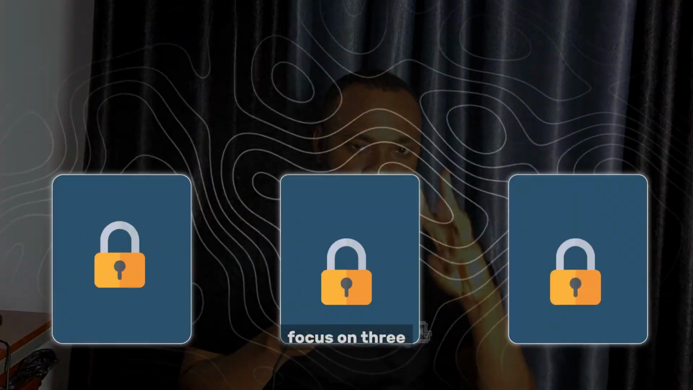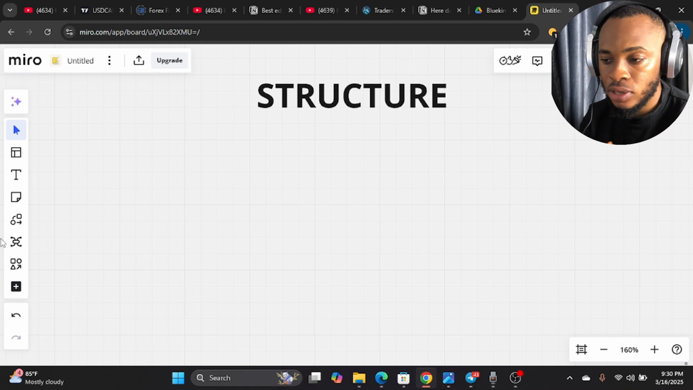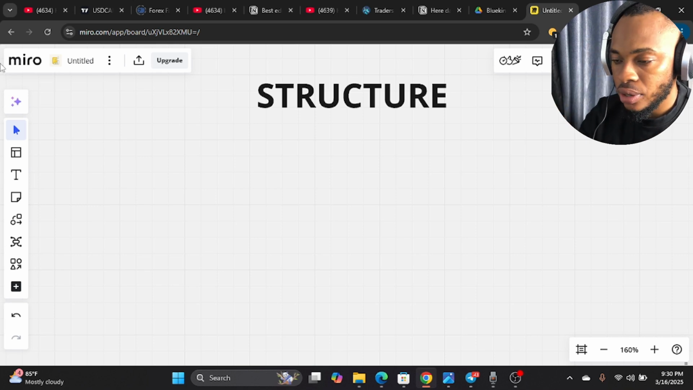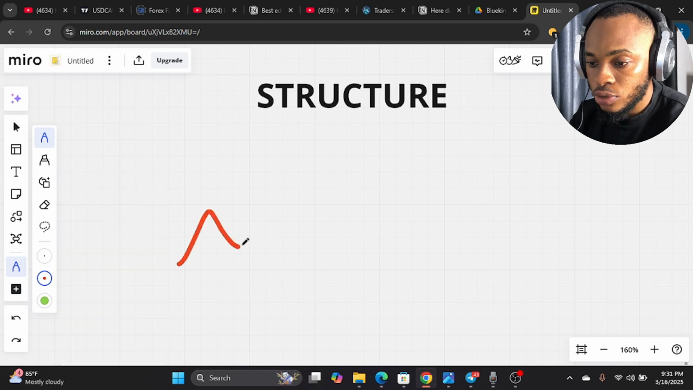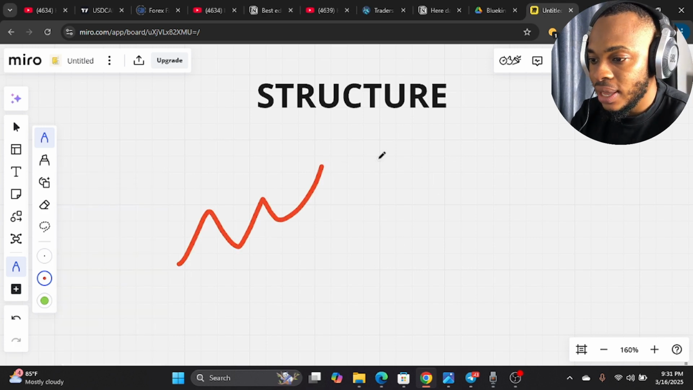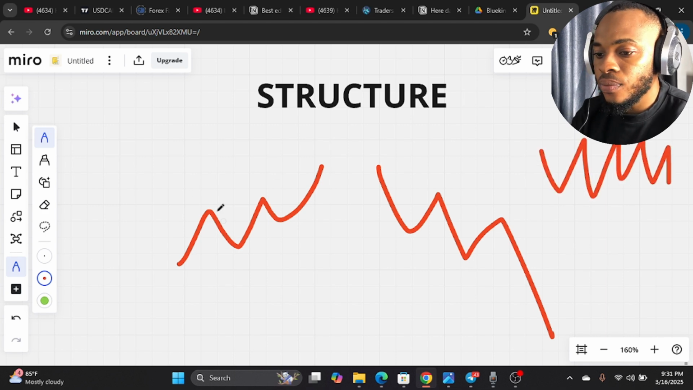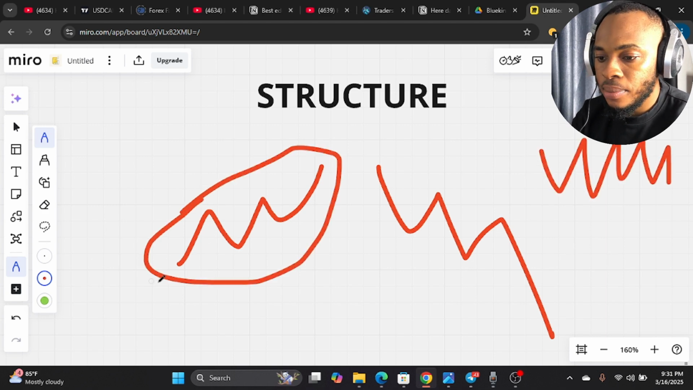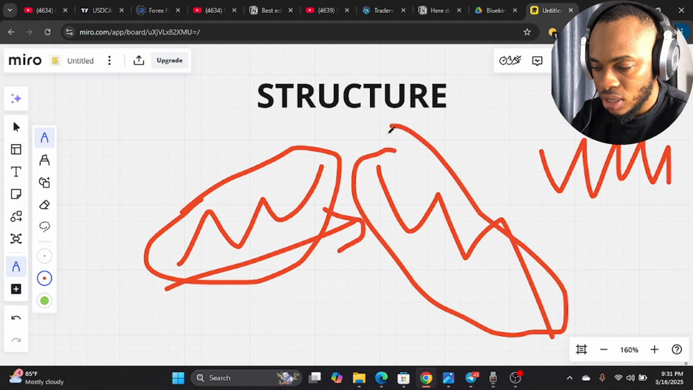Then you're going to focus on three things: structure, POI, and market phases. And when it comes to structure, this is all you need to know. It's the most basic thing here. The market will be in one of three frames: either in an uptrend, or in a downtrend, or in a range. An uptrend is when the market is trending upwards, and a downtrend is when the market is trending downwards.